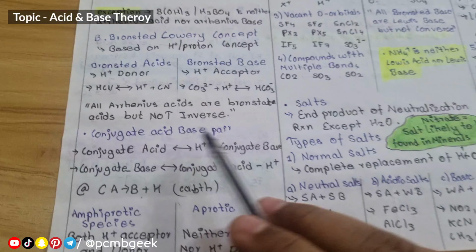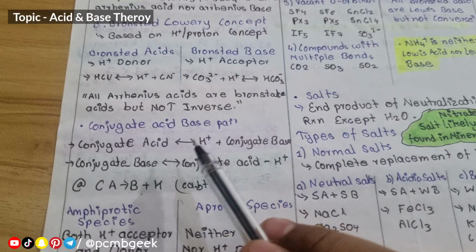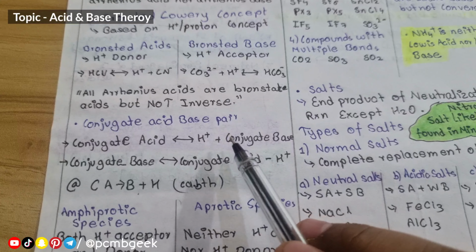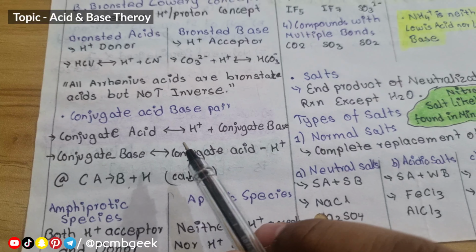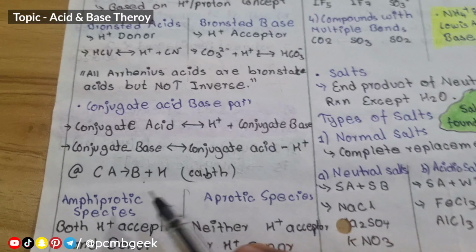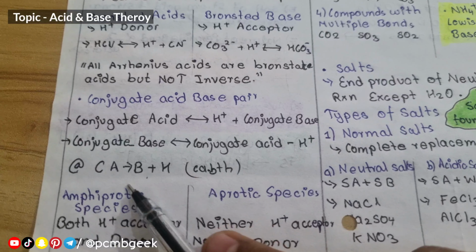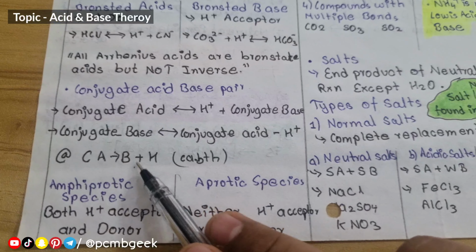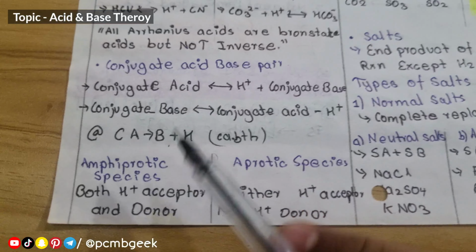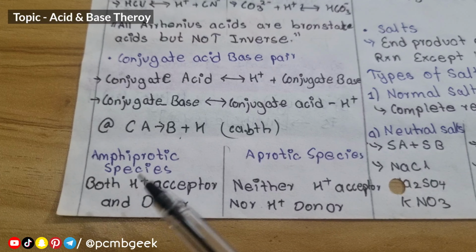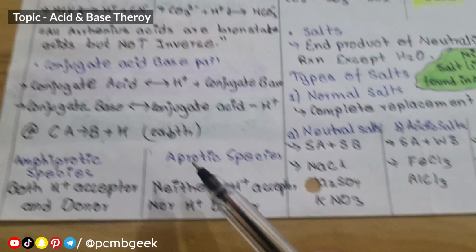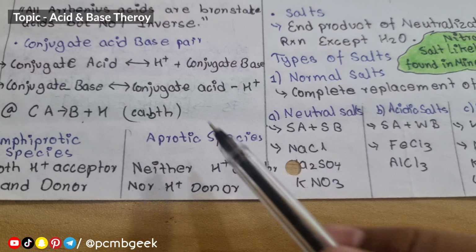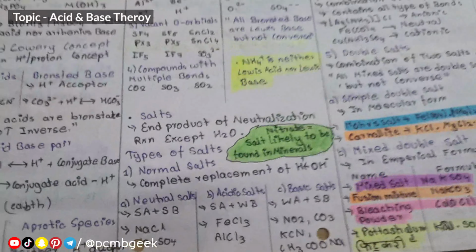Now, conjugate acid-base pairs: a conjugate acid gives an H plus ion and gives its conjugate base. The conjugate base is the conjugate acid minus H plus ion, and conjugate acid is conjugate base plus H plus ion. Those species which accept H plus ion and also donate it are said to be amphiprotic species, and those which neither accept nor donate are said to be aprotic species.